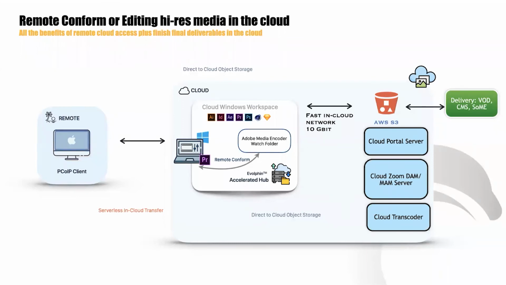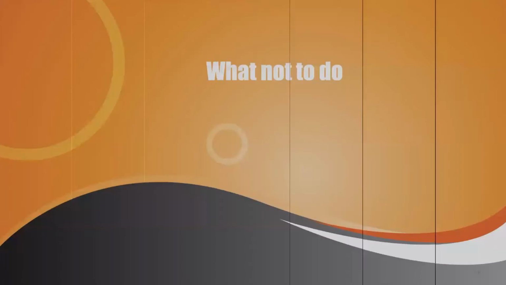Now, this is made possible because of our hub architecture. A lot of solutions shy away from PC over IP clients because they don't have any way of accessing that high-res media easily from within, let's say, Premiere running in the cloud. Because Evolphin has this accelerated hub architecture, you can drop this hub even in a cloud workspace, and it will be responsible for pulling high-res media wherever it is on Amazon S3 and making it easily accessible to the cloud instance.